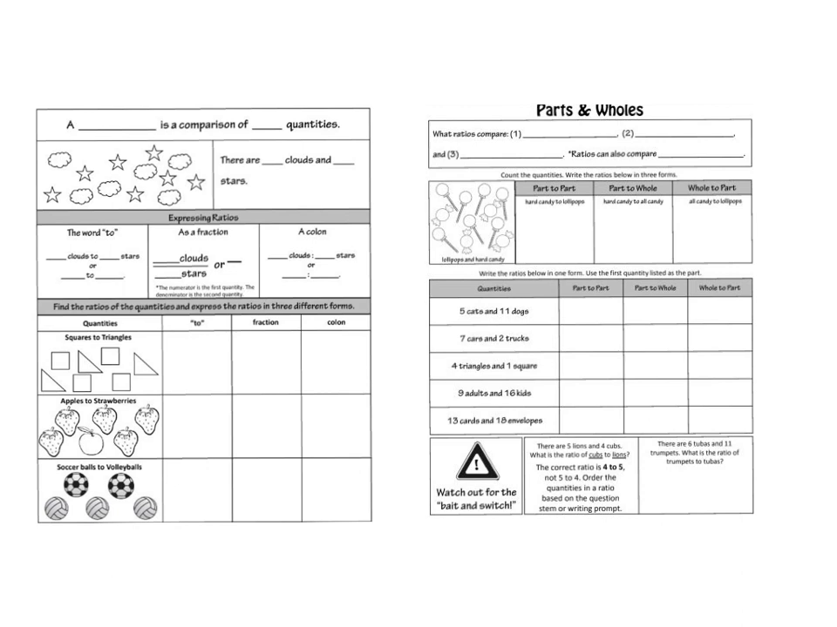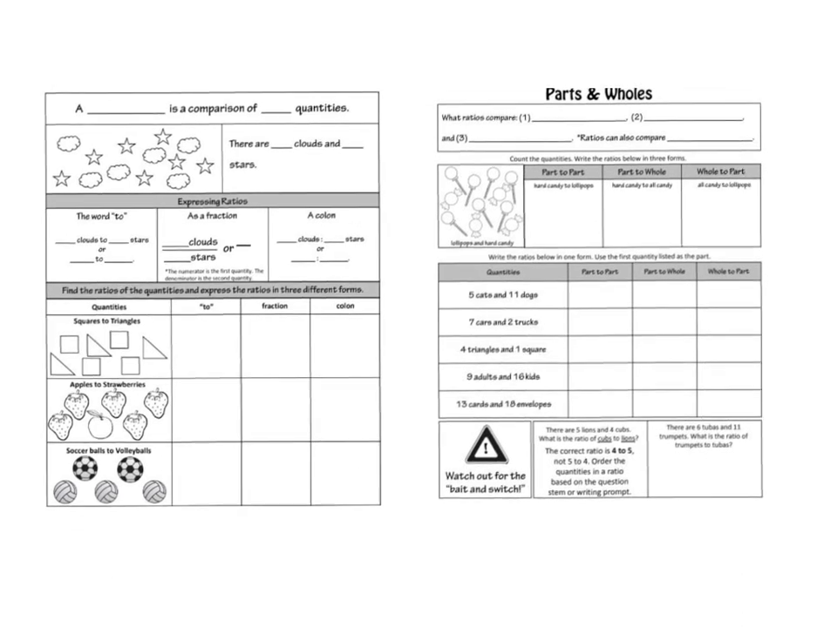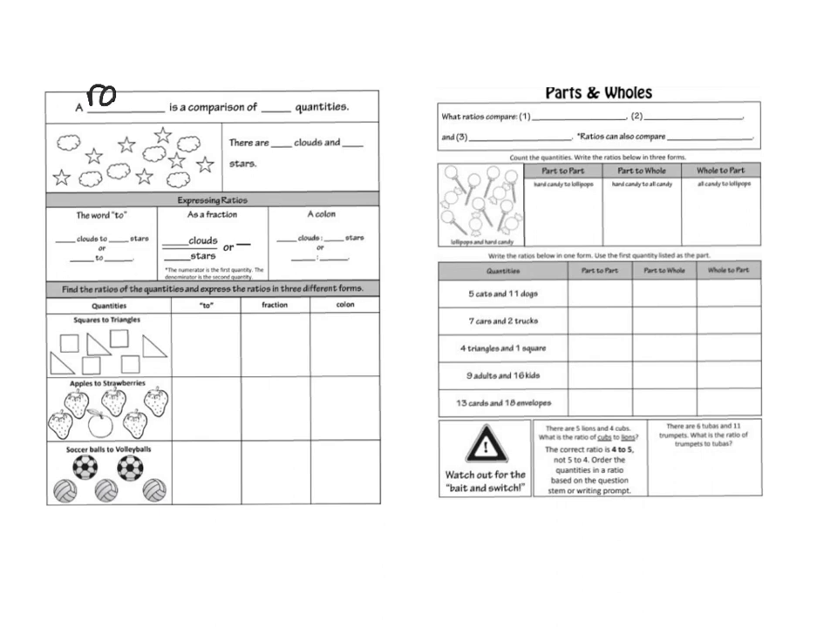So I'm going to go ahead and fill this in. So a ratio is a comparison of 2 quantities. Now, the next part says there are blank clouds and blank stars. That's for your ratios, so make sure you fill that in. On the other one, part to whole, what ratios compare? Well, this one's the one we just did in the second part. So you have part to part, part to whole, and whole to part. And then the ratios can also be compared as whole to whole.